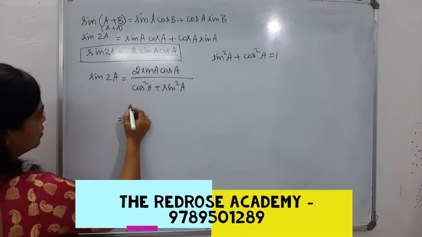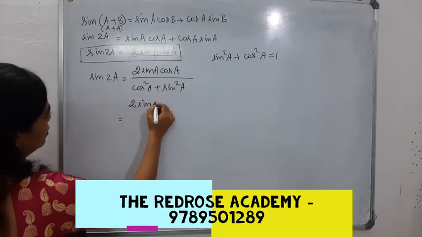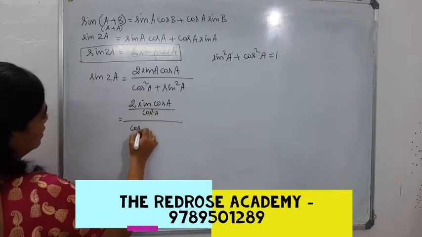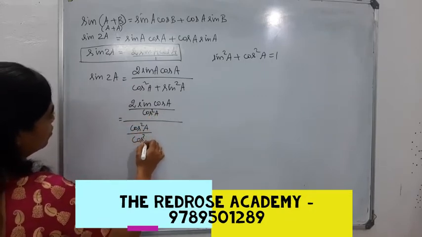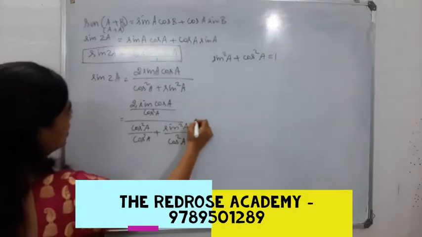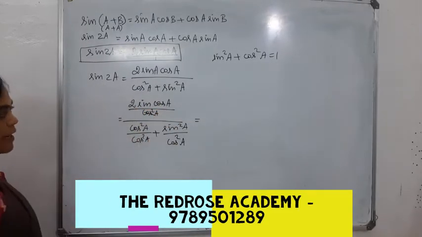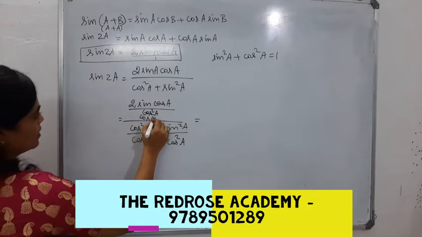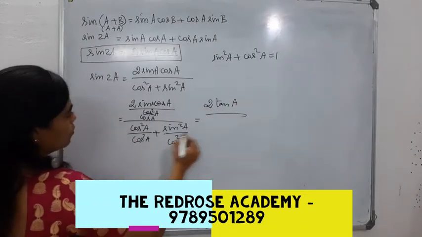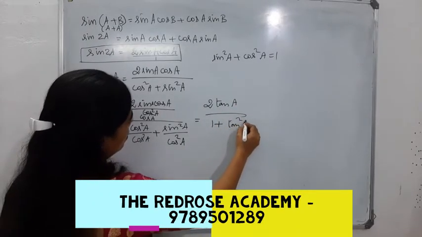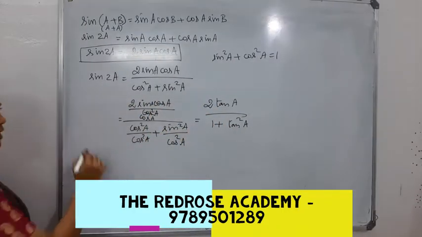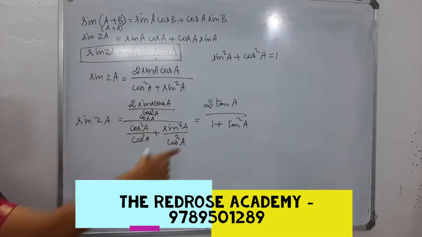Now we are going to divide the numerator and denominator by cos square a. If we divide like that, what will be the result? Here it is sin square a by cos square a. One cos a gets cancelled, and 1 is here. So 2 sin a by cos a is 2 tan a, by 1 plus tan square a. So this is the formula for sin 2a in terms of tan a.